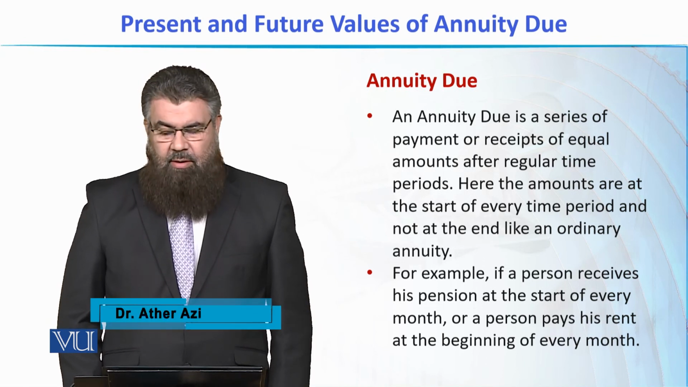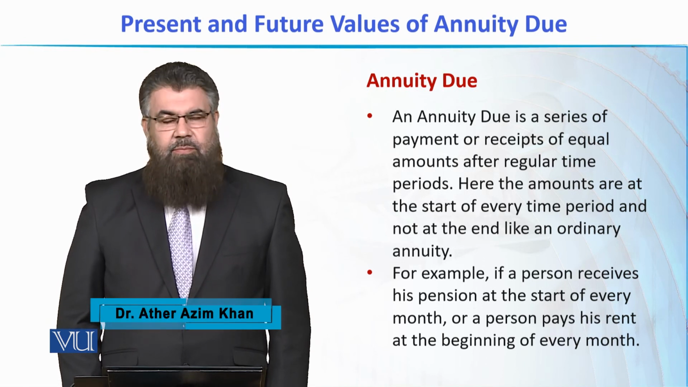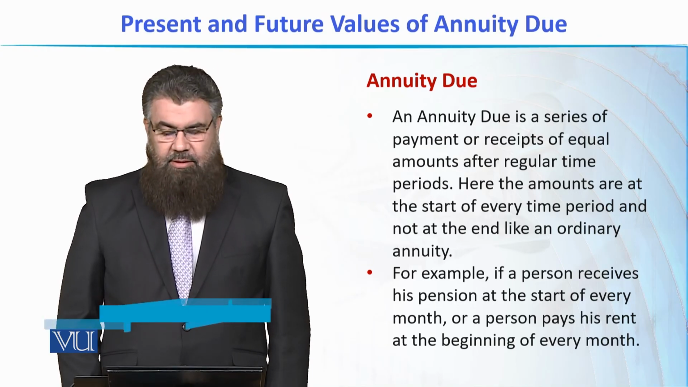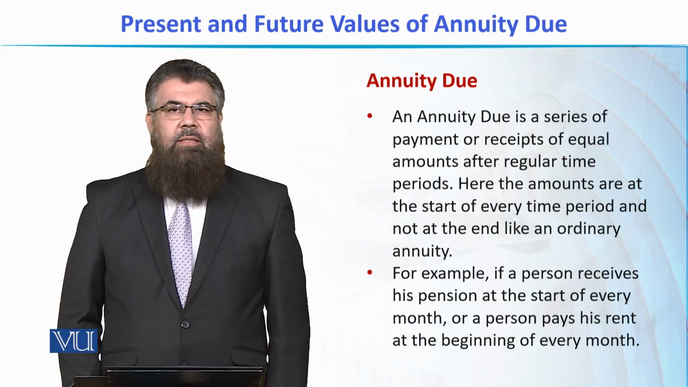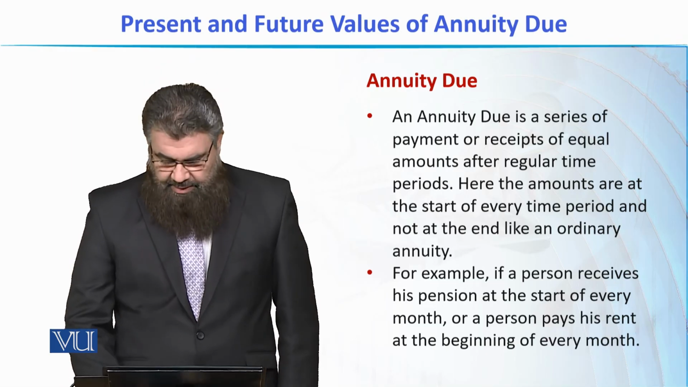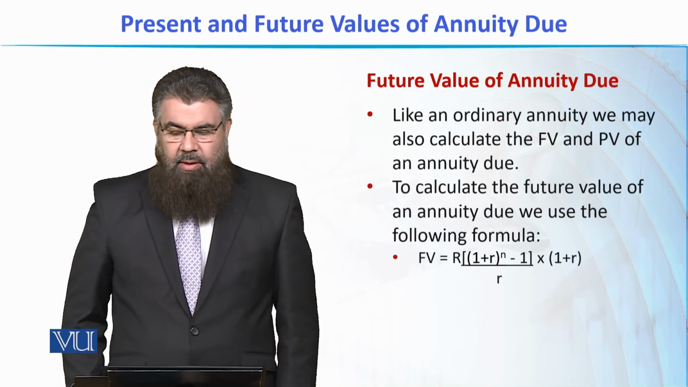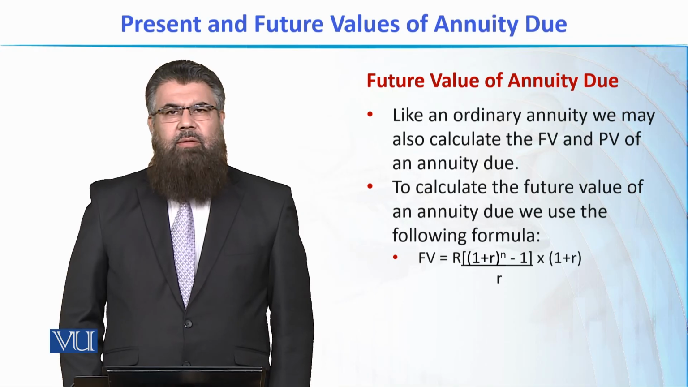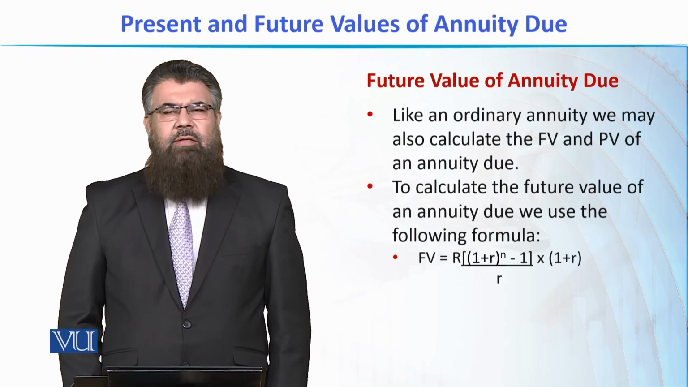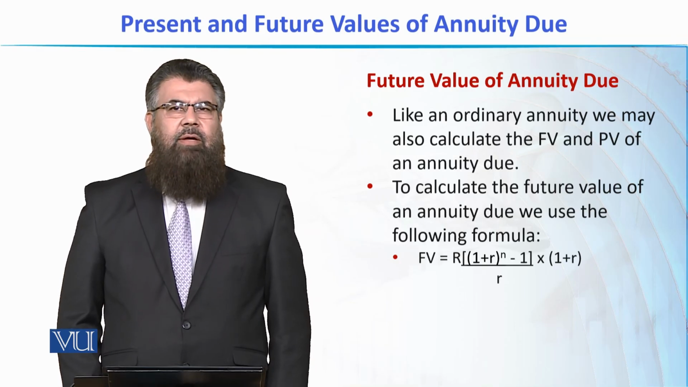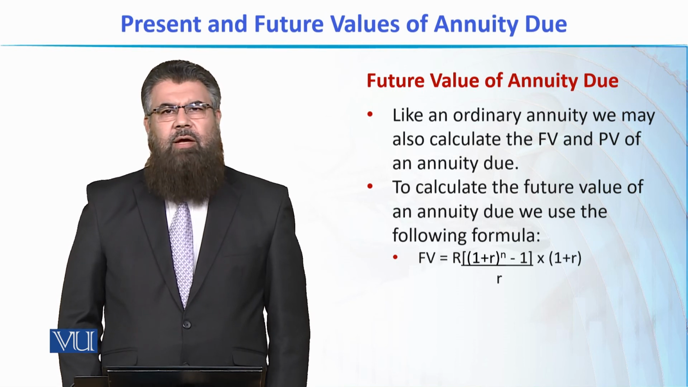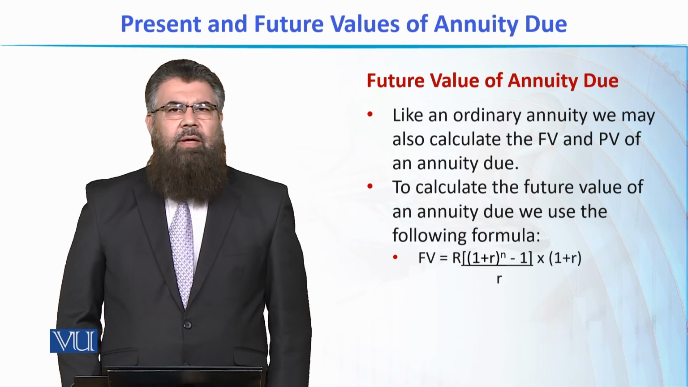For example, if a person receives his pension at the start of every month, then it is an annuity due. Similarly, if a person pays his rent at the start of the month, it is also an annuity due. We have a formula that is basically converted from the ordinary annuities formula to calculate the future value of annuity due. Similarly, we also have a formula for the present value of annuity due.